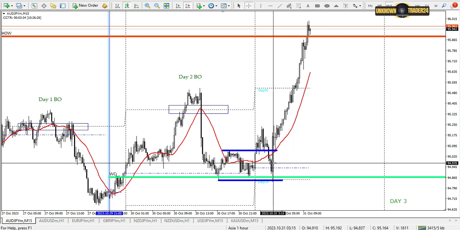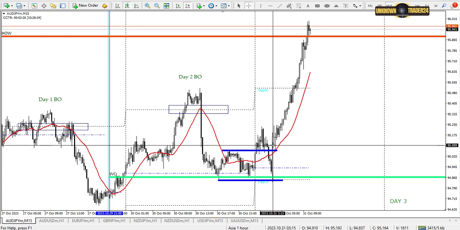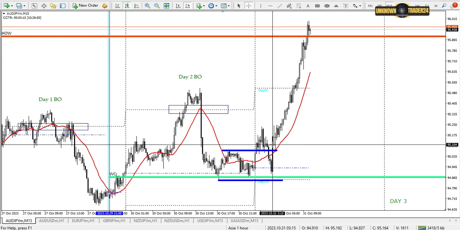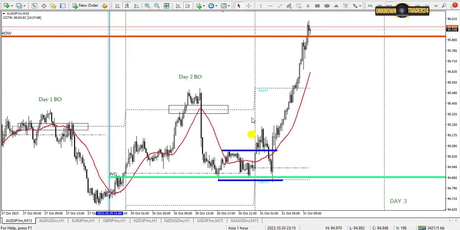What time is this? Let me check the time, because timing becomes an important thing. This is 5:15. This happened during the last hour of Asia. Okay, 15 minutes after the last hour of the session.